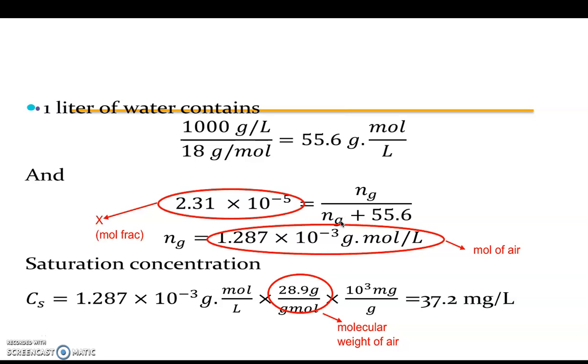In the end, you will get that the total number of moles of gas, or of air, is 1.287 × 10^-3. Now we convert this mole to concentration by multiplying with the molecular weight of air. This is a unit conversion, to convert from mole per liter to milligram per liter.